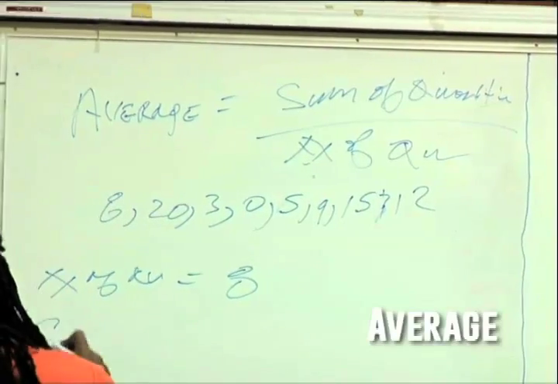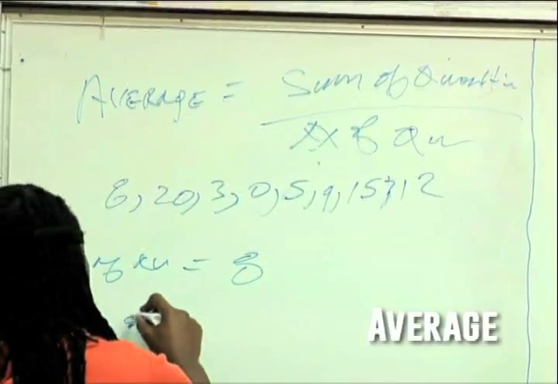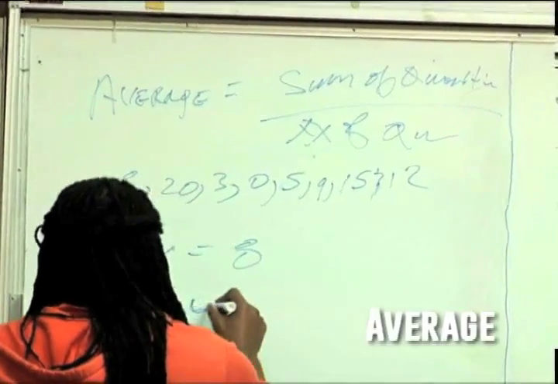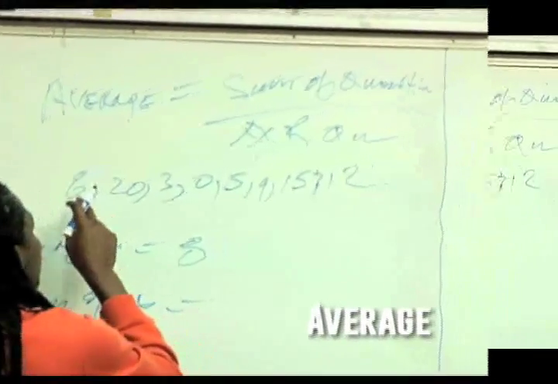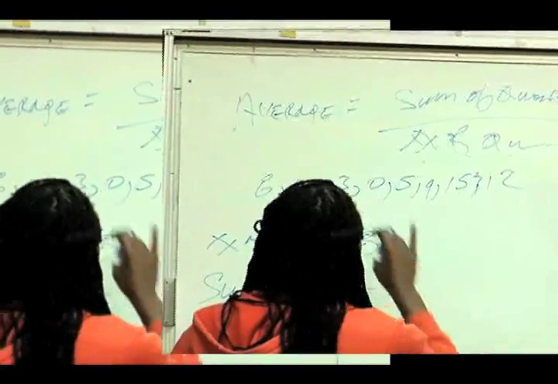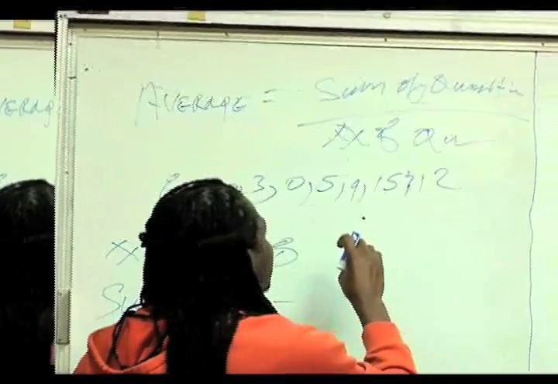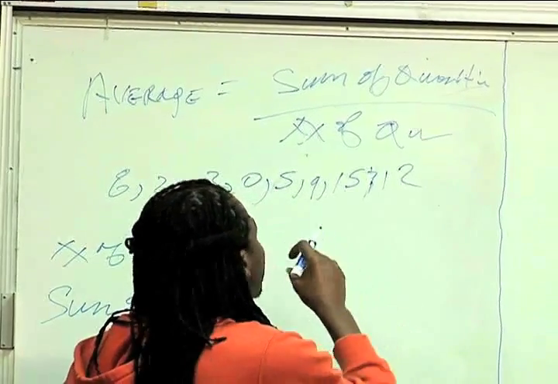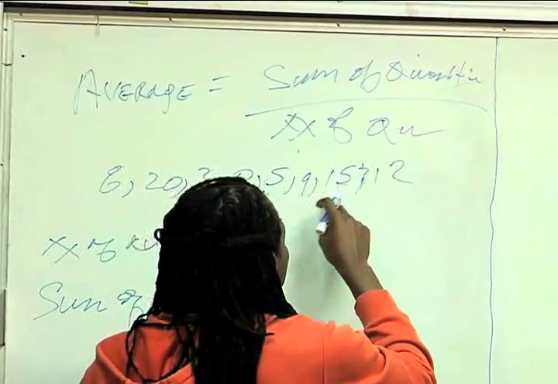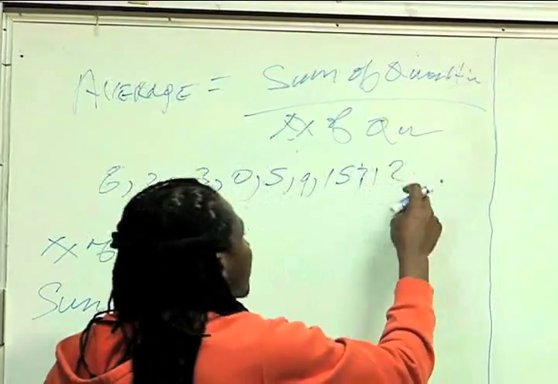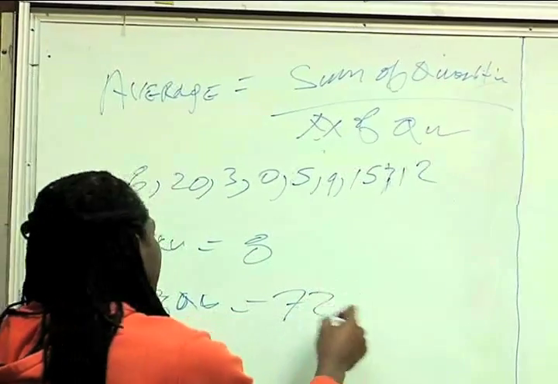Then I say, what's the sum of the quantities? What does sum mean? Sum means to add. So you add all these quantities. 20 and 8, that's 28, and 3, 31, and 0, still 31, and 5, 36, 36 and 9, that's going to be 36 and 4, 40 and 5, 45, 45 and 15, that's going to be 50 and 10, 60, 60 and 12, that will be 72.